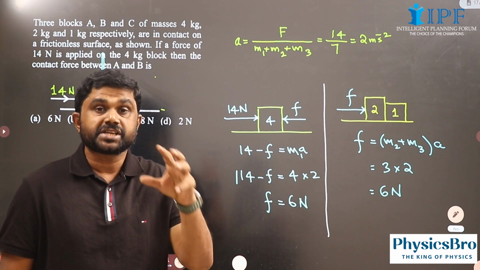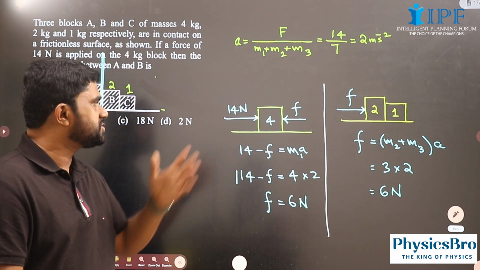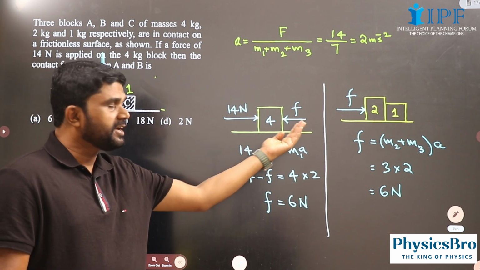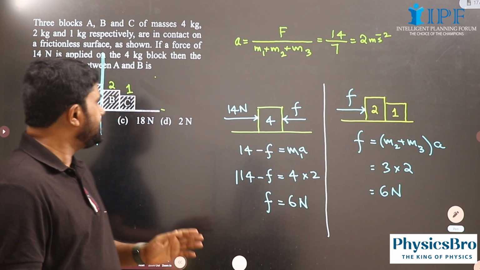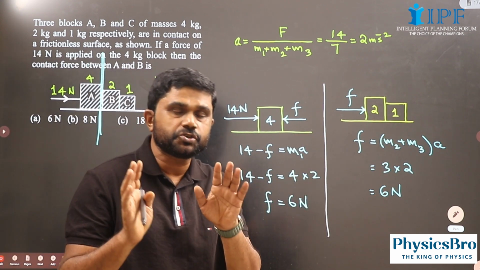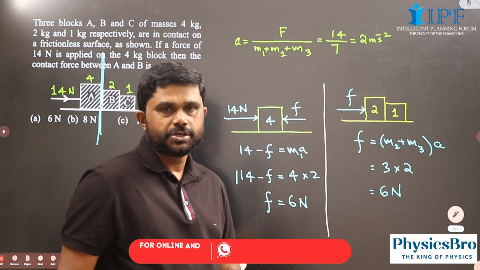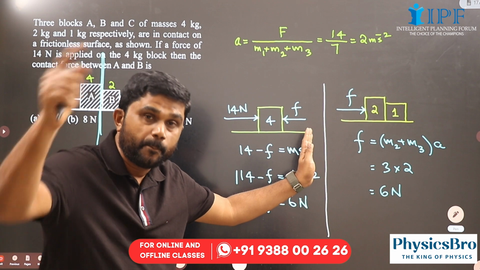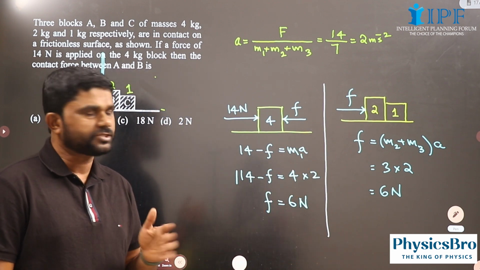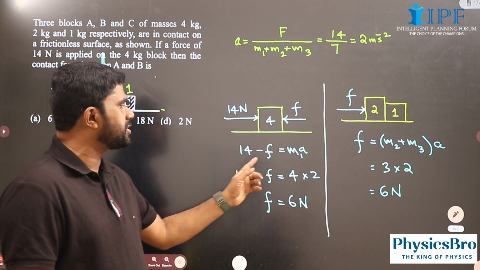That F stands for the resultant force. What is the resultant force on this block of mass 4 kilogram? 14 Newton towards right, small f towards left. The whole system is moving towards right, so the block A is also moving towards right. So its resultant force must be towards right. The force acting towards right must be stronger than the force acting towards left. So 14 must be stronger than small f. So the resultant force will be 14 minus f.